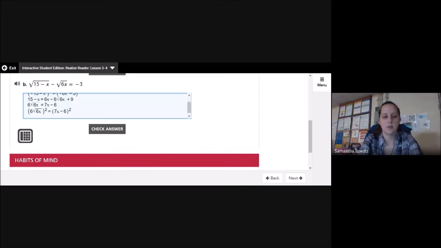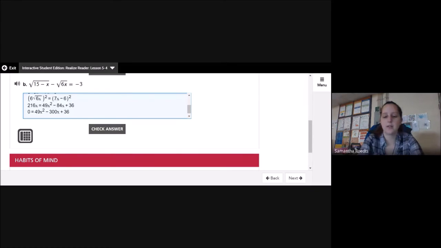I get 6 squared, which is 36. 36 times 6 is 216x equals 49x squared minus 84x plus 36. I simplify, so 0 equals 49x squared minus 84 plus 216 gives me minus 300x plus 36.